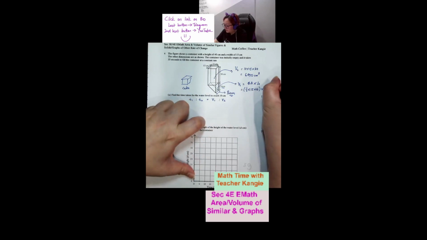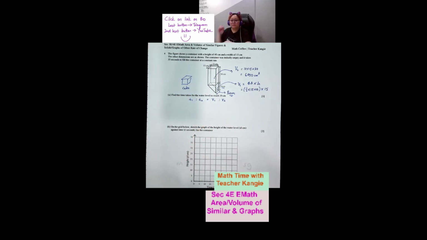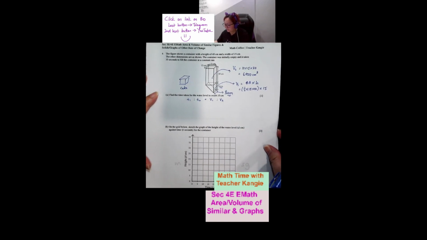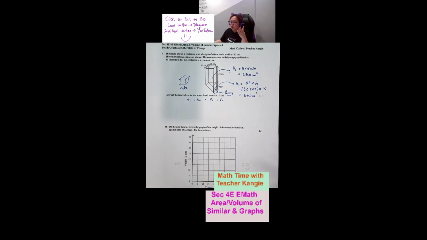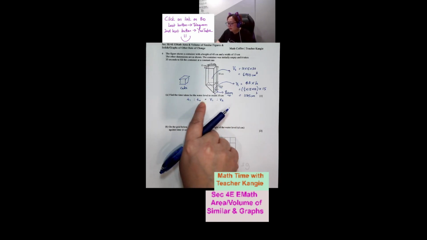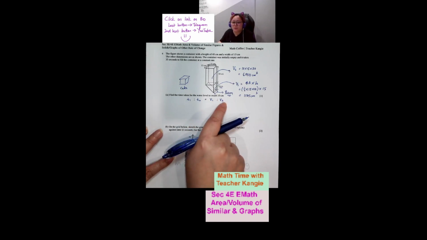Now, take note, height of the prism is here. In this case, it is 15. So therefore, it is 1125. So this 1 mark is not easy to get, because you need to know that the bottom is actually a prism. So now, my time 1 is to time 2 is volume 1 is to volume 2.